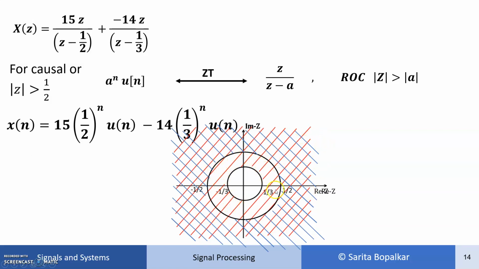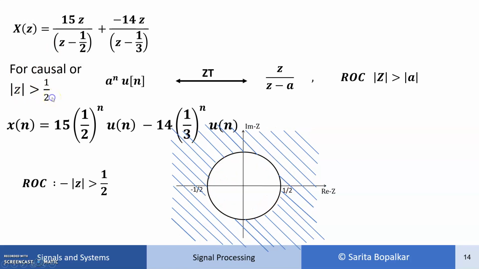This inside region is not for mod Z greater than 1 half. It is only for mod Z greater than 1 by 3. So the common ROC for both the sequences is mod Z greater than 1 half. So the ROC of the combined sequence is the common portion, that is mod Z greater than 1 half. So this is the first case. In the question it can be: find the inverse for causal system, or find the inverse for ROC condition mod Z greater than 1 half. Now the second case. This is our combined ROC, mod Z greater than 1 half.